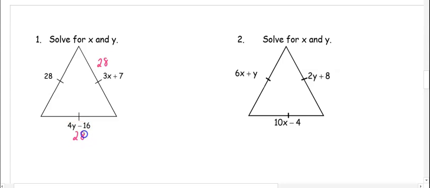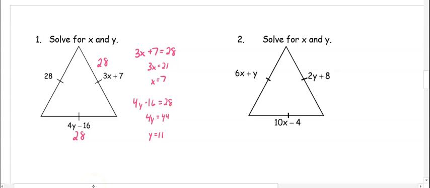So to solve for x and y, we can create 2 equations. 3x plus 7 equals 28. Solve for x, so we get 3x equals 21. Divide, x is 7. We also have 4y minus 16 equals 28. We can add 16 to both sides. 4y equals 44. Divide by 4, so y is 11.